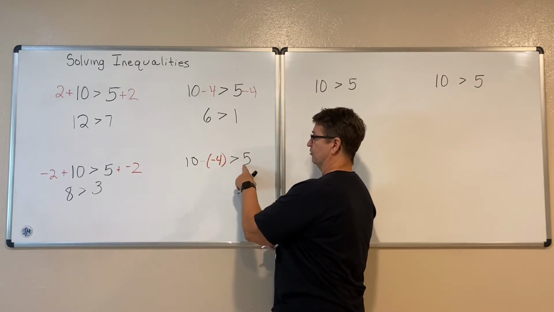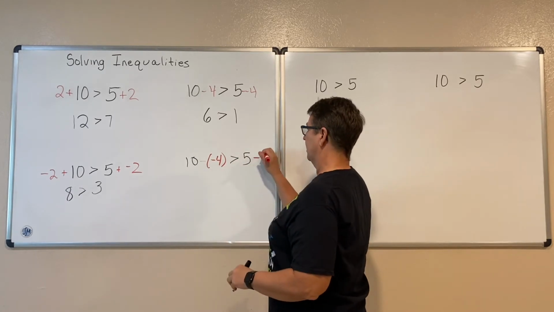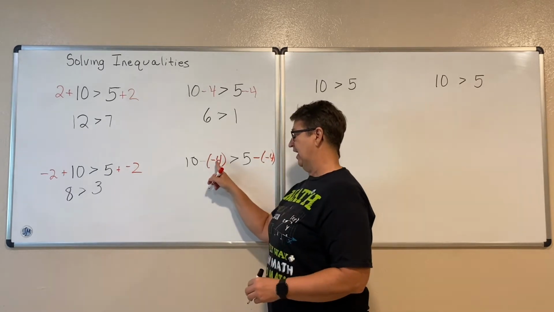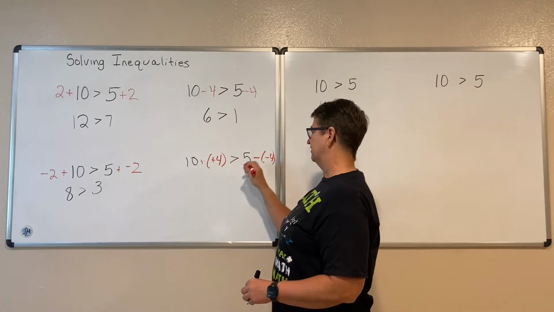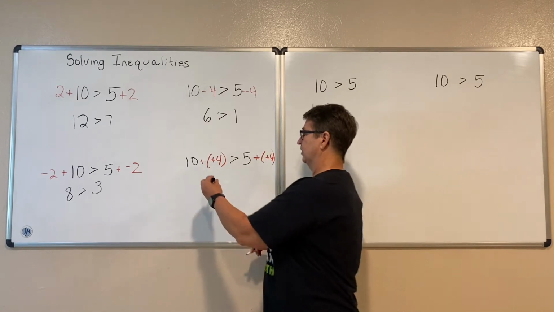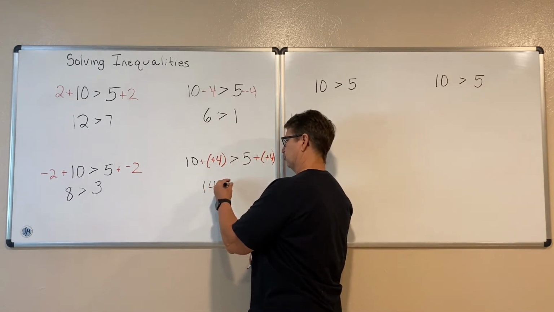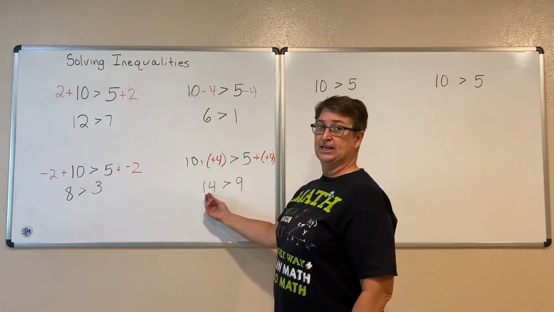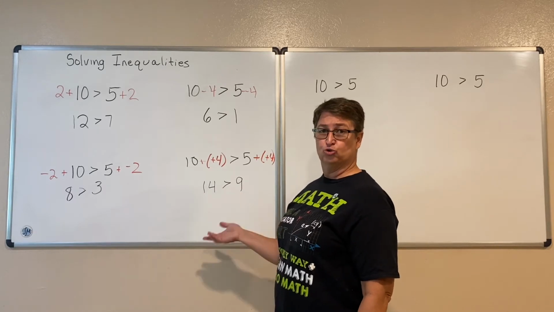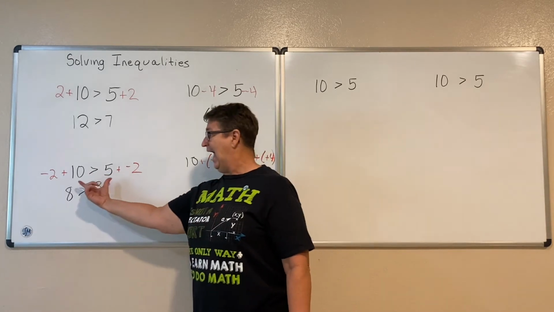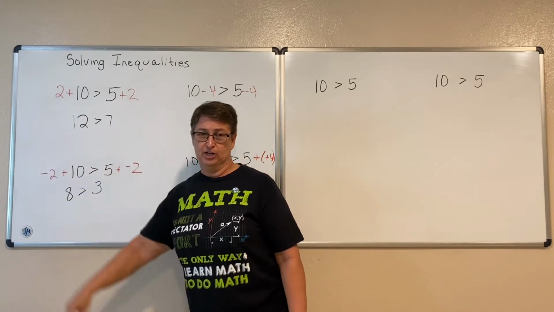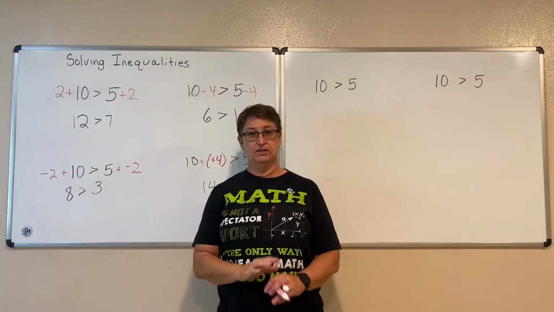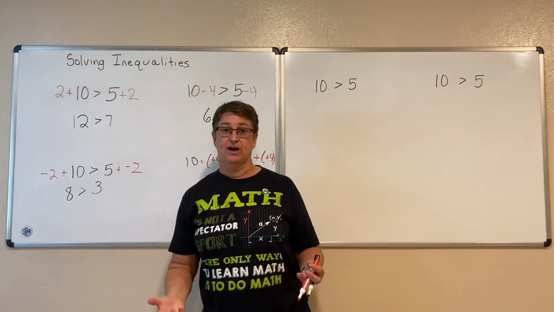So 10 was greater than 5, and I subtract a negative 4 from both sides. Well, we know this negative and this negative really just makes that positive. So we end up with 14 is greater than 9. That is a true inequality. So we can add numbers to both sides of our inequalities. We can subtract numbers from both sides of our inequalities, and everything is fine.